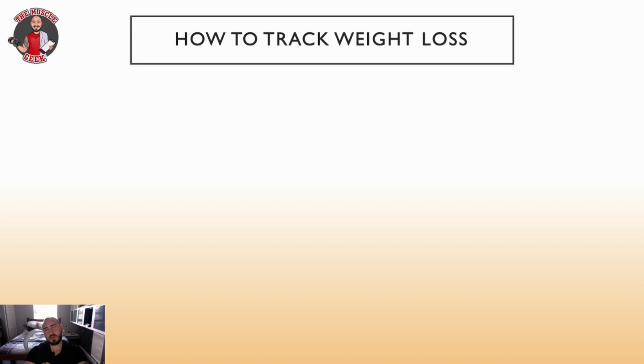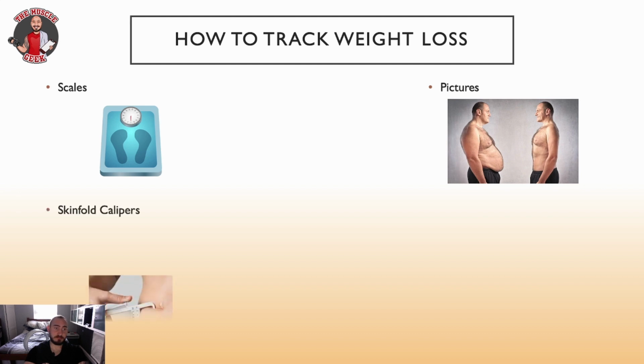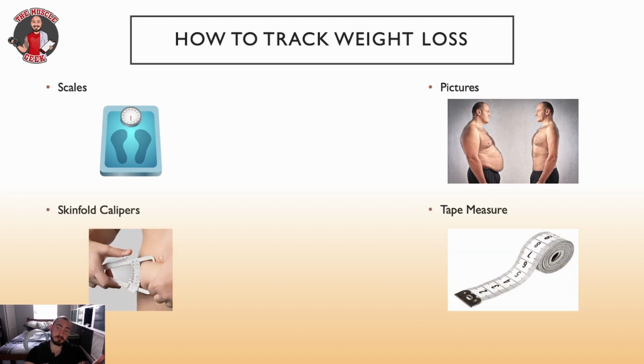Now, there's numerous ways of tracking weight loss. First, you have the scales. Then you have pictures, skin fold calipers, and tape measure. So these are the generic ways of how we can track weight loss. Now, the scales come with a lot of pros and cons, like all of them. A lot of people tend to become emotionally attached to the number that is on the scale instead of using it as a way to track data.